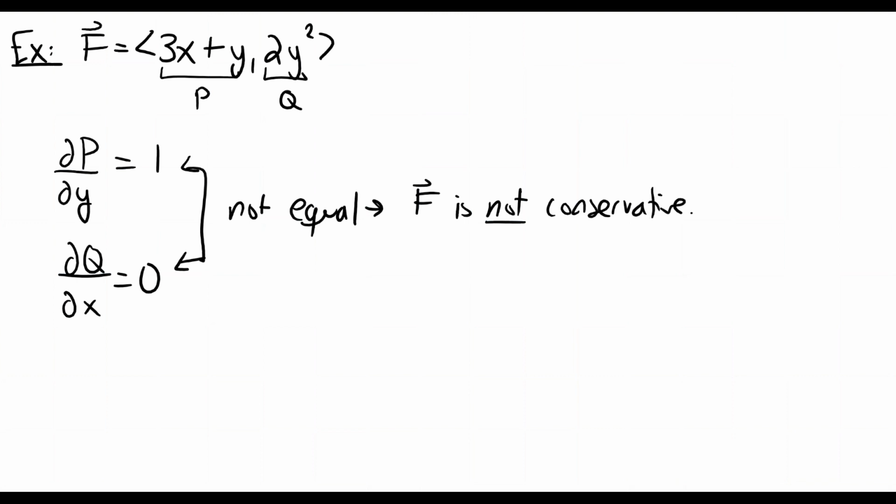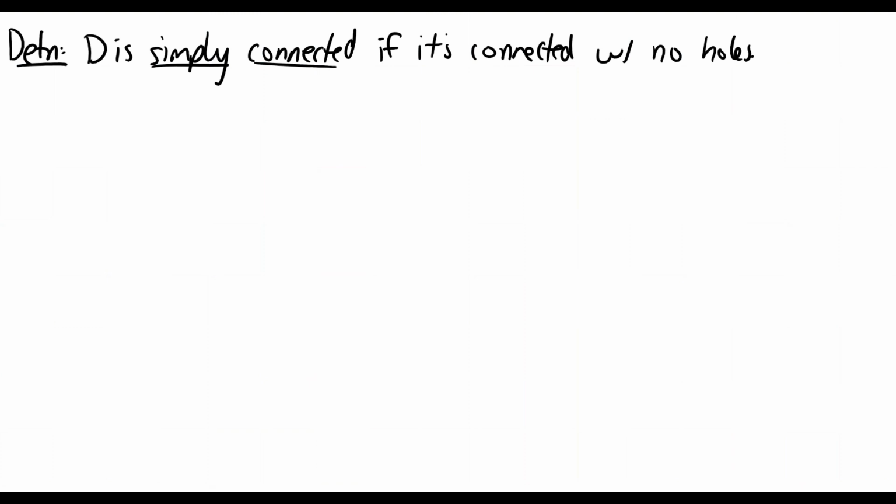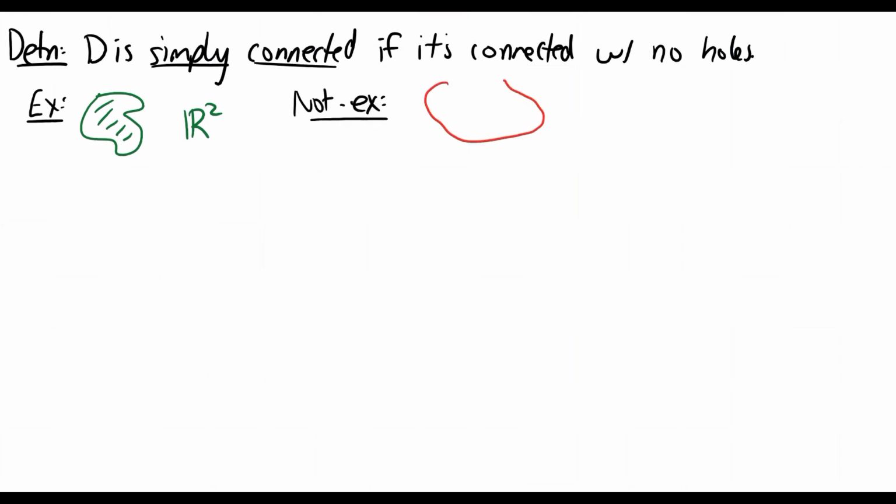You may be wondering, what about the other way around? If the partials are the same, does this imply that F is conservative? With a little extra added to the hypothesis, this is true. What we need is for the domain to be simply connected. That means it's connected with no holes. This is a simply connected region. The whole xy plane is also simply connected. An example of a non-simply connected region is here. There's a hole in it.